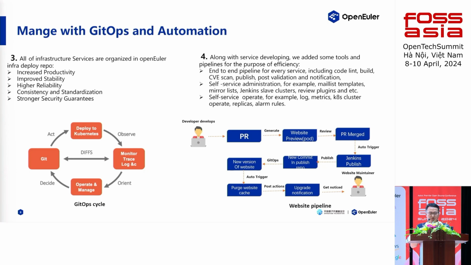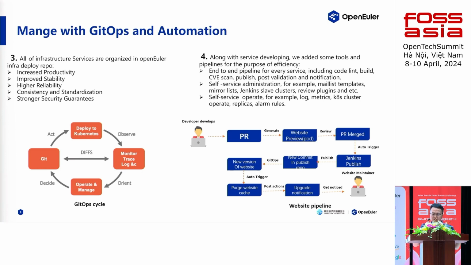Okay, parts 3 and 4 are about GitOps and automation. In part 3, we use Git repositories to store configuration files and centralize deployment with Argo CD while deploying infrastructure services. In this way, services can be quickly brought online, historic versions can be managed, and service reliability and security can be further improved.